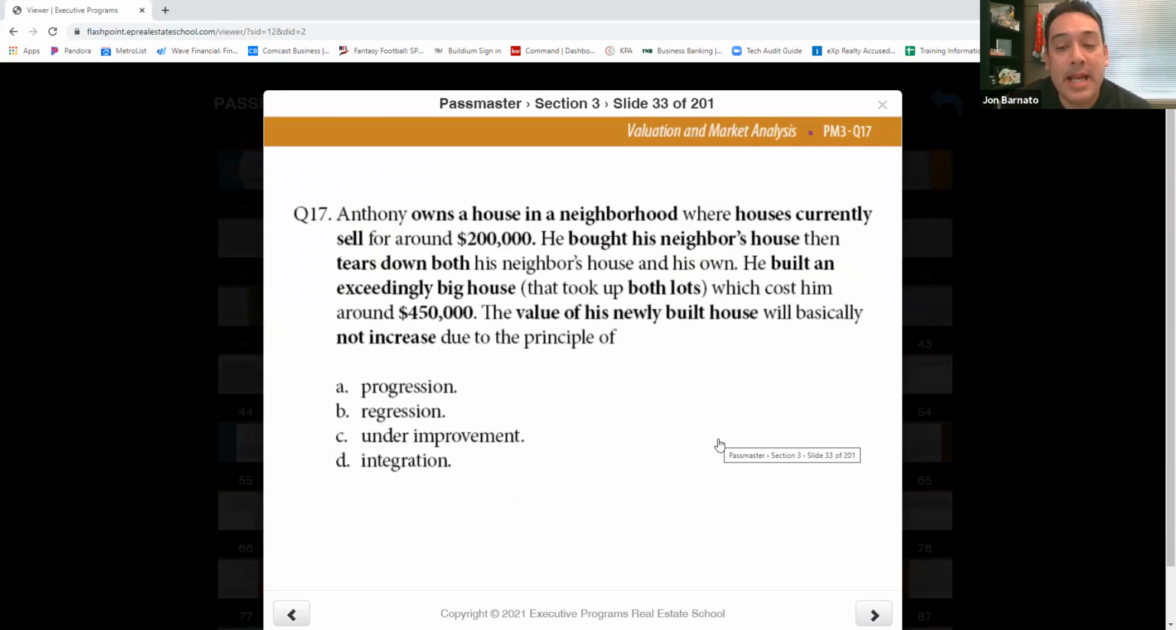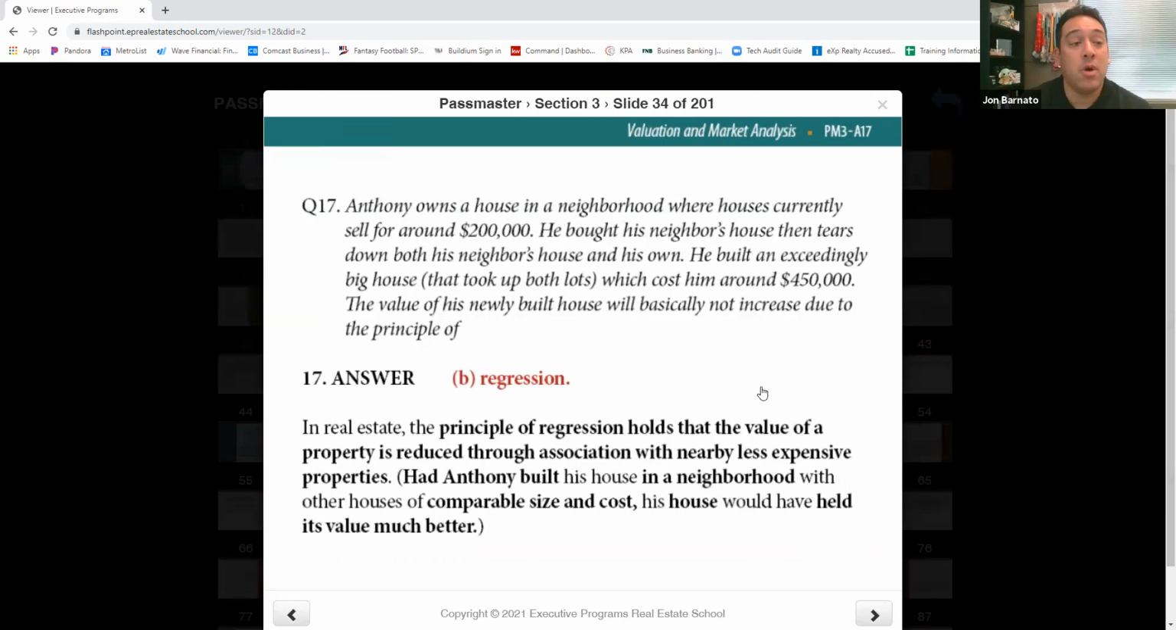Anthony owns a house in a neighborhood where houses currently sell for around $200,000. He bought his neighbor's house, then tears down both his neighbor's house and his own, and he built an exceedingly big house that took up both lots, which cost him around $450,000. The value of his newly built house will basically not increase due to the principle of regression. B. Correct. So if you want to make a stupid move in real estate, build the biggest home in the neighborhood. Bad idea. Do not do that.